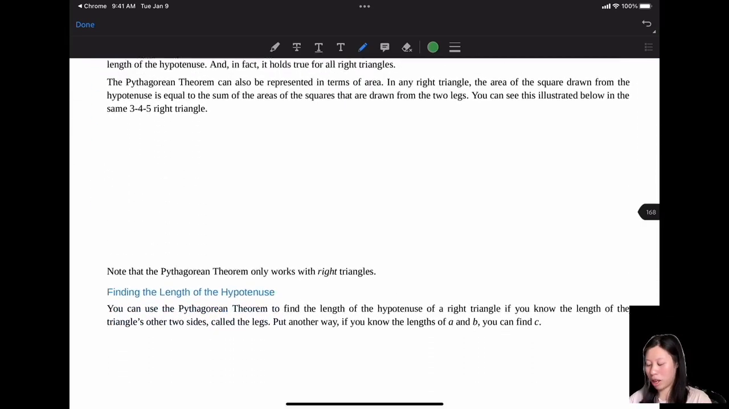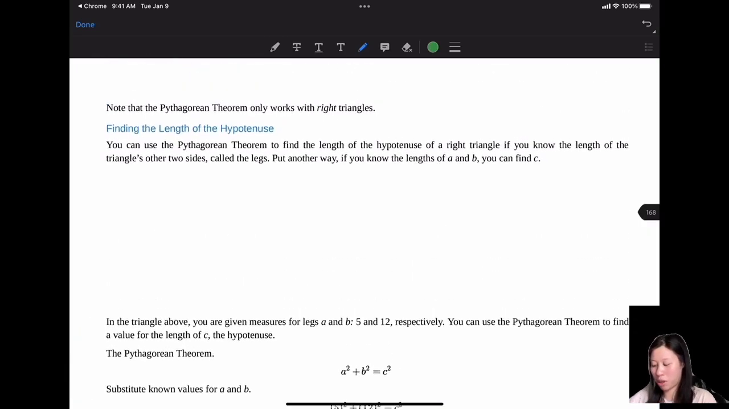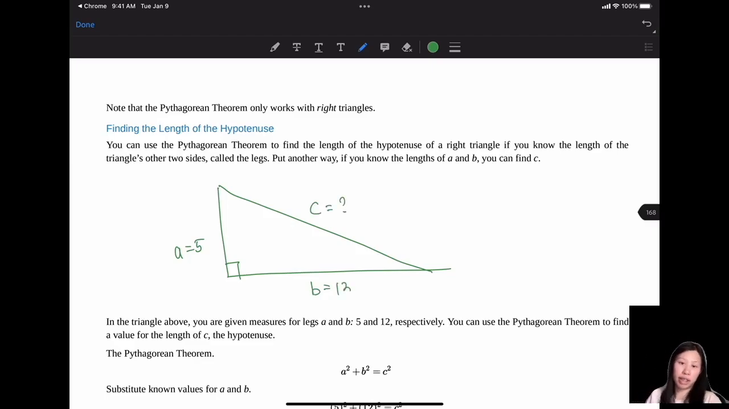Okay. So now we can try to find the lengths using the Pythagorean theorem. So here we have a right triangle and A is equal to 5, B equals 12, and C we don't know. We're trying to find the length of C. But here is what we know. We know the lengths of A and B. We also know that this is a right triangle. So that means A squared plus B squared equals C squared.